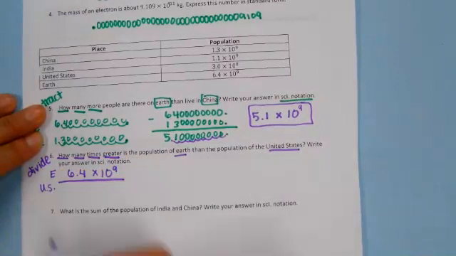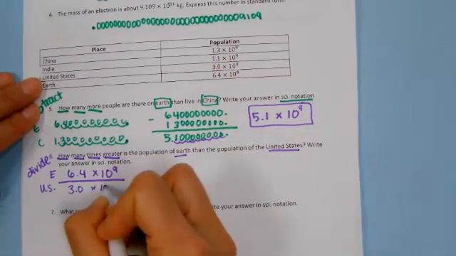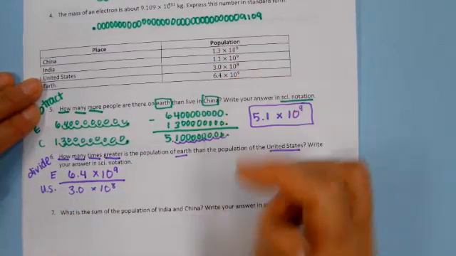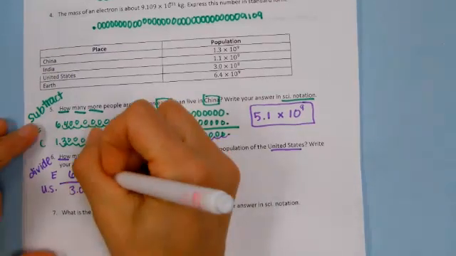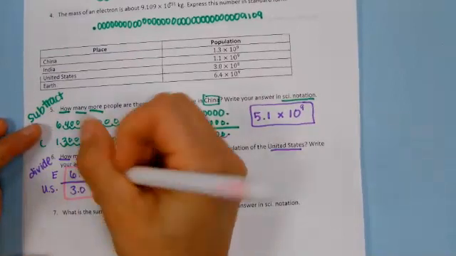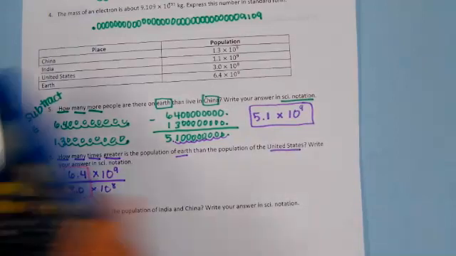Yeah, the US is 3.0 times 10 to the 8th, according to this. Okay, so when I divide, what two numbers am I actually going to divide? 6.4. Yeah, 6.4 divided by 3.0. So we're going to type that in our calculator, 6.4 divided by 3.0. And this is what happens.